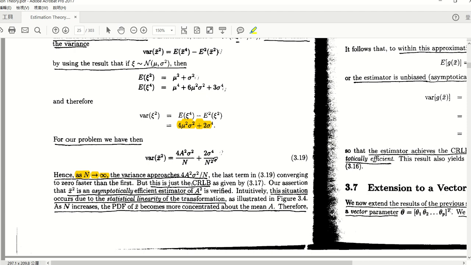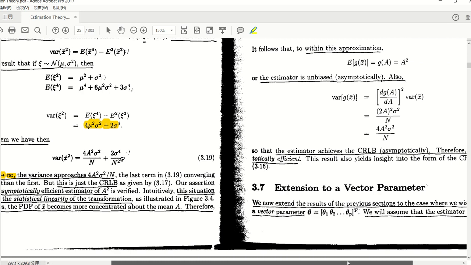But this is just the CRB. Our assertion that this is asymptotically efficient is verified, right? Because at the end, we are going to approach this, and this is the CRB, the ordinary CRB. So if n is large enough, then this will be good enough because it approaches the CRB. Okay, so I think we have some properties here.